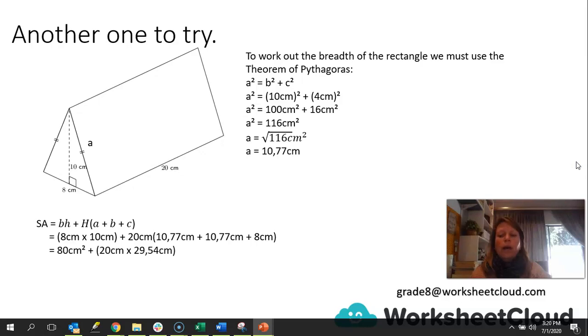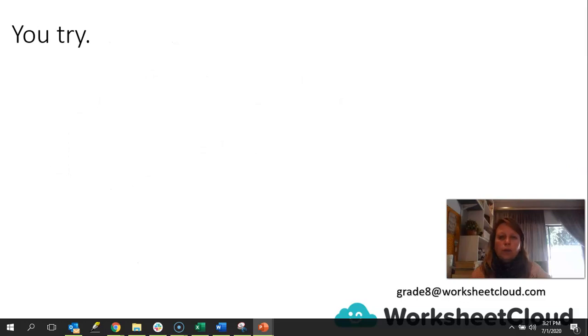We then end up with 80 centimeters squared from the 8 times 10, that would be our triangular base, plus 20 centimeters times, adding all those together gives me 29,54 centimeters. Multiply that, we're going to end up with 590,8 centimeters squared. Add on our 80 from our two triangular bases, and we end up with an answer of 670,8 centimeters squared.